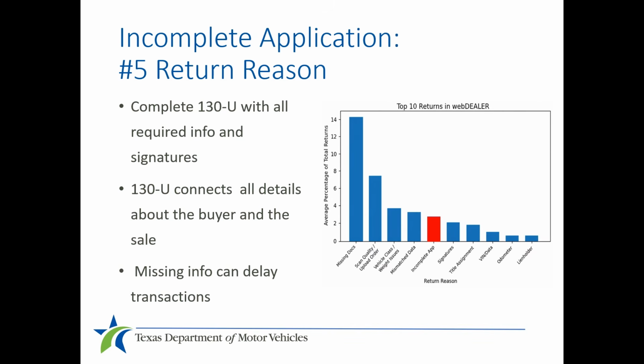Our next return reason is incomplete applications. Counties are required to verify that a complete and accurate 130U application is submitted with every transaction unless the electronic buyer's acknowledgement was completed instead. This form is extremely important because it represents the agreement between the dealership and the purchaser regarding the sale. When required information is missing, the county is left with unanswered questions about the transaction. And when questions cannot be answered, the application is typically returned. Let's take a closer look at why this happens.